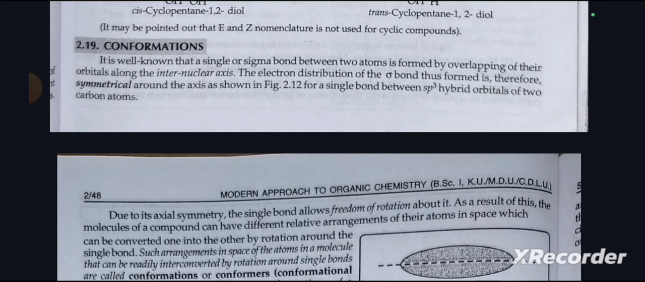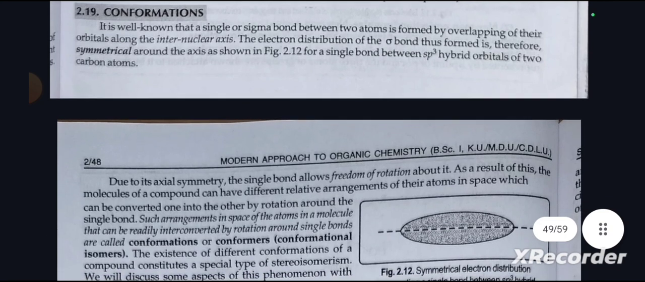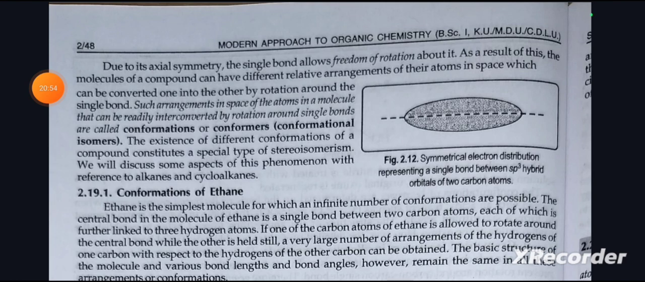2.19 Conformations. It is well known that a single or sigma bond between two atoms is formed by overlapping of their orbitals along the internuclear axis. The electron distribution of the sigma bond thus formed is therefore symmetrical around the axis, as shown in figure 2.12. For a single bond between sp3 hybridized orbitals of two carbon atoms, due to its cylindrical symmetry, the single bond allows freedom of rotation about it.